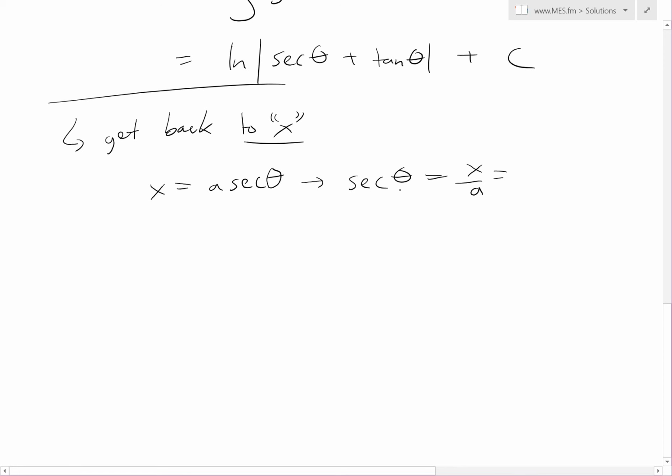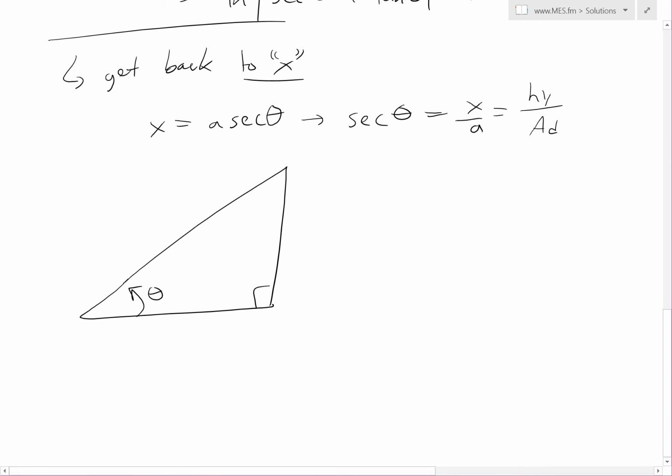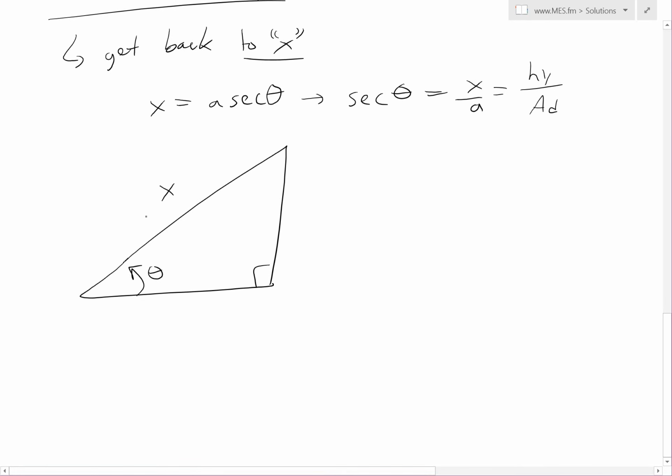And we know that by definition, secant theta is the opposite of the cosine, so it's hypotenuse over adjacent of a right angle triangle. So if we were to draw a right angle triangle like this, if this is the angle theta, then hypotenuse is x, adjacent is a for this relation. Now we're using Pythagoras. This is hypotenuse squared minus the base right here squared, all square root. So we have this length there.